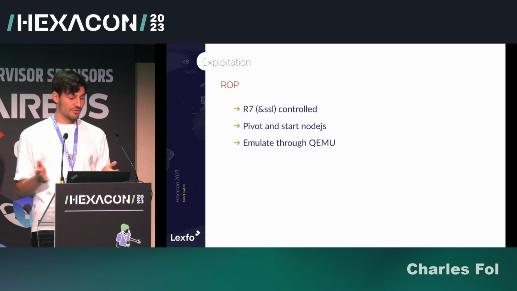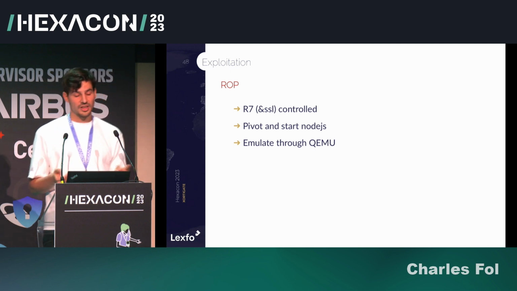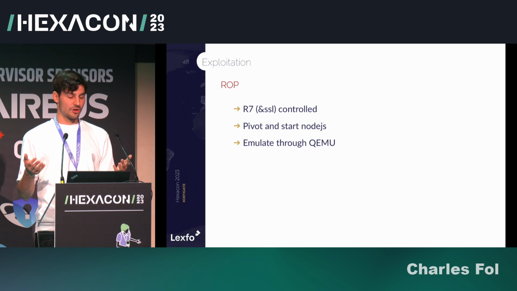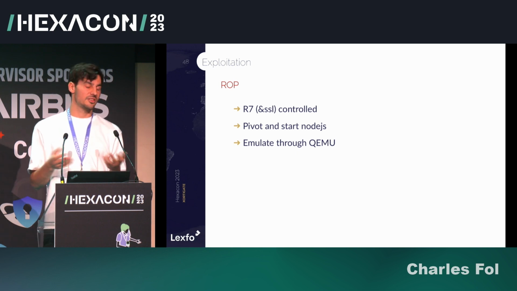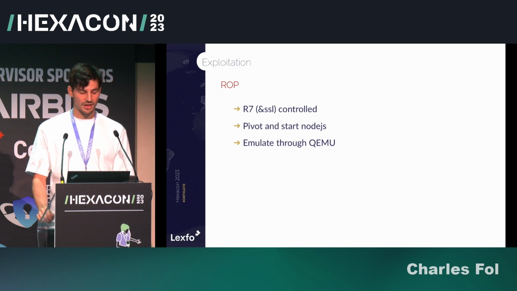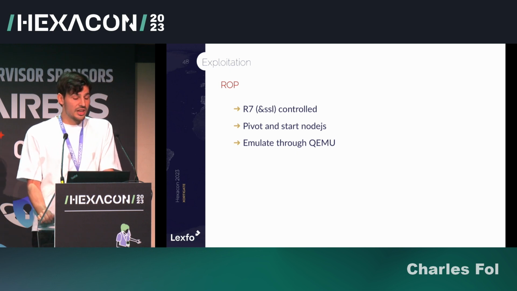Then I needed to take care of the ROP. I knew that the register S7 was controlled by us. So I just did a very small pivot, and I started Node.js because there is no shell on the appliance. And then I emulated it through QEMU, and it seemed to work, right?